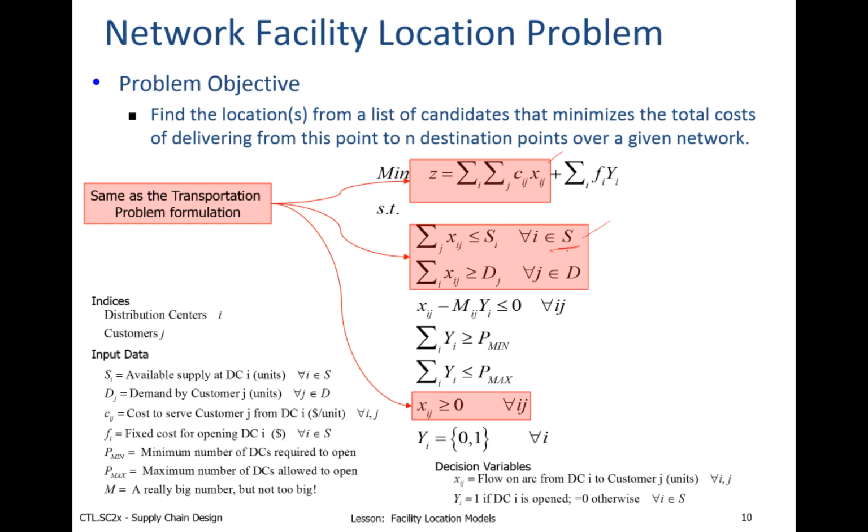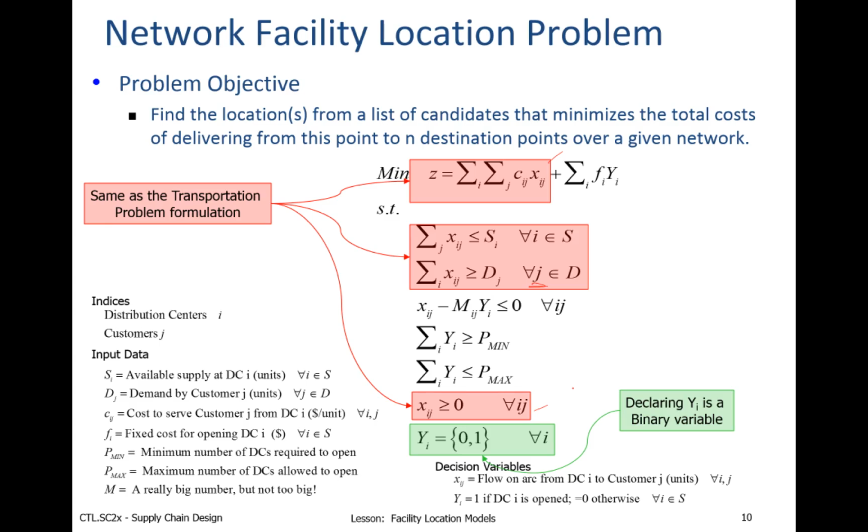I'm doing the same thing on the demand side, right? Where I'm looking for all the flow going into each of the J locations that are in the demand set, that they have to be at least as much as what was demanded. So this is the exact same formulation as we had for the transportation problem, along with our non-negativity constraints for the flows. I can't flow negative volume. The only thing we're doing is adding some constraints. So let's talk about those, and we'll start from the bottom.